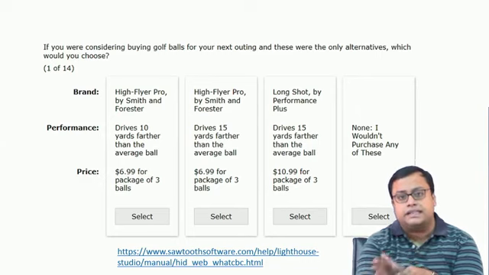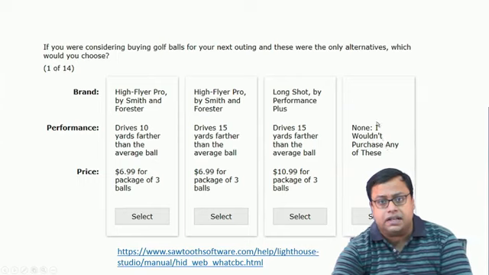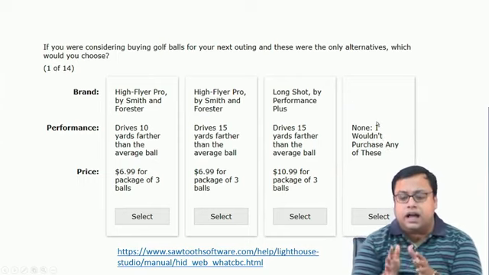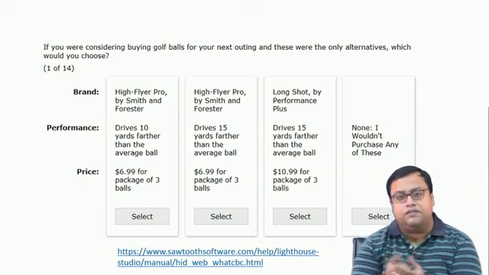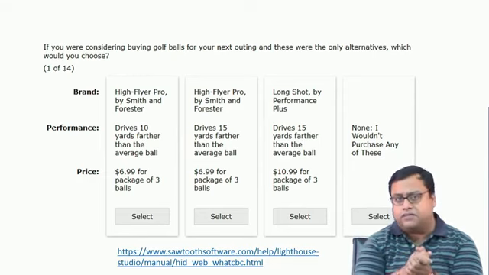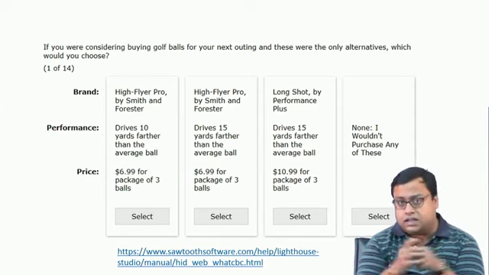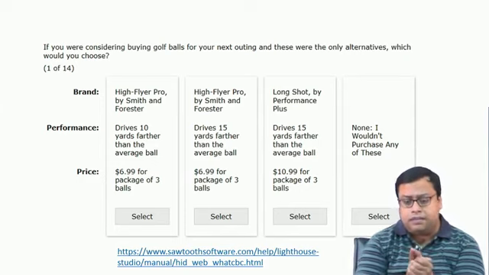And in this particular case, I have also given a no choice option. You will check the last, the 4th one is none. I wouldn't purchase any of these. That means the no choice option is also there. This particular thing has been taken from a software called Sawtooth Software, which gives this kind of a view, which is very common in the market.